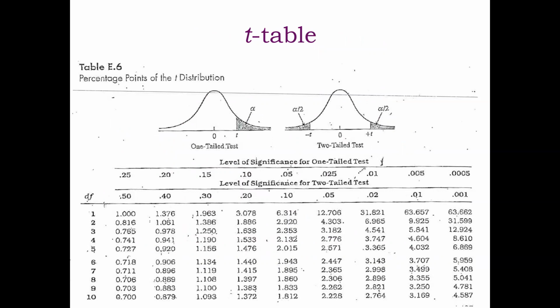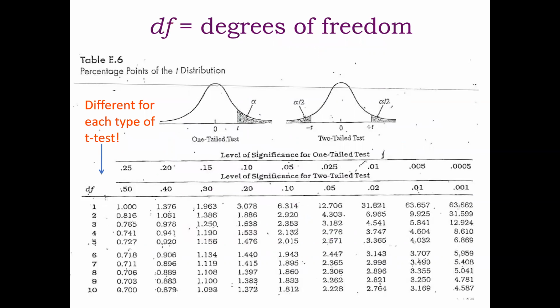Okay, so first I want you to notice where it says level of significance for a one-tailed test. Okay. So right here is the degrees of freedom. This is just the sample size minus 1. So if our sample size is 11, our degrees of freedom is 10, right? And here we have level of significance for a one-tailed test, level of significance for a two-tailed test, right? So you have to go over to where you set your alpha value, right?